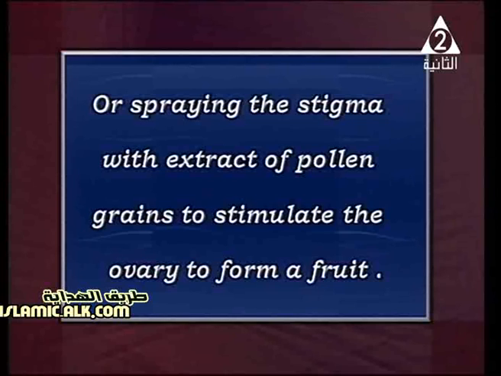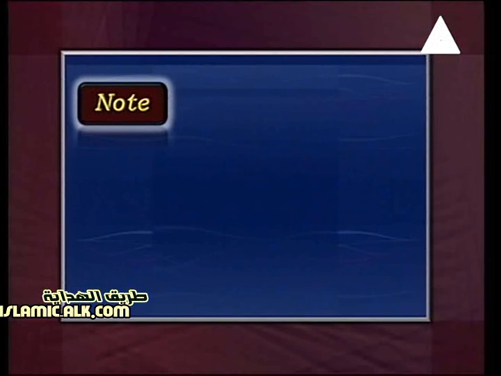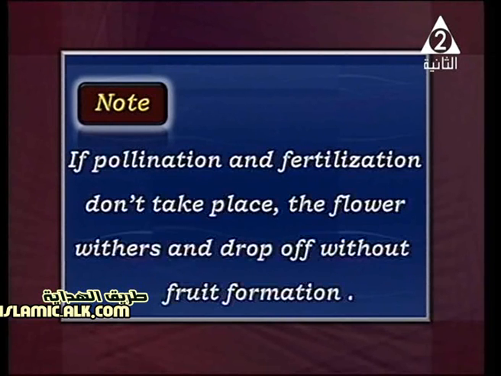We can extract or take some of the pollen grains in such a way and stimulate the ovary to form a fruit, also without fertilization. Get the difference? But we have a note here. If pollination and fertilization do not take place, the flower withers and drops, and no fruit will be formed, okay?